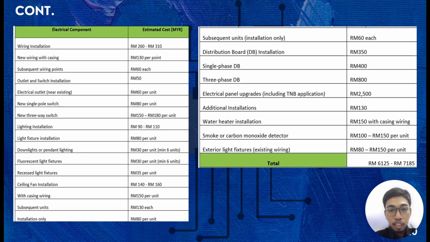Okay, next, this is a table for electrical components. The wiring installation is around 260 to 310, and the lighting installation is 90 ringgit to 110, and the estimated cost for the total is 6,125 to 7,185. Next, I will pass the presentation to Al-Hadi.